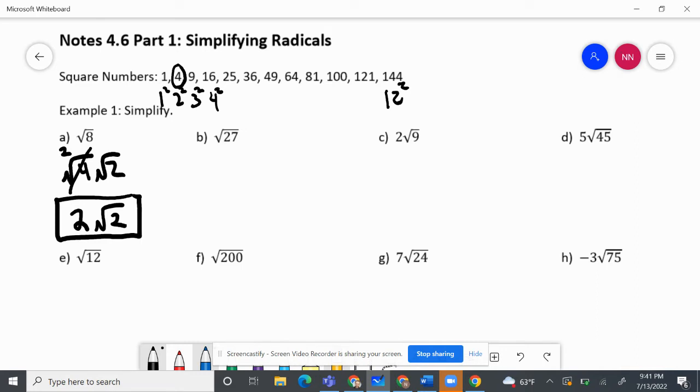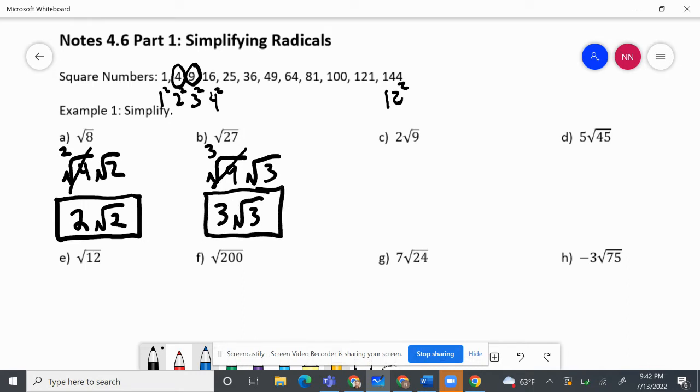So looking at 27, we need to think of numbers that make up 27, and that would be 9 and 3. Remember, 9 is a square number, so we can take the square root of 9, and that gives us 3. So our answer is 3 square root of 3.